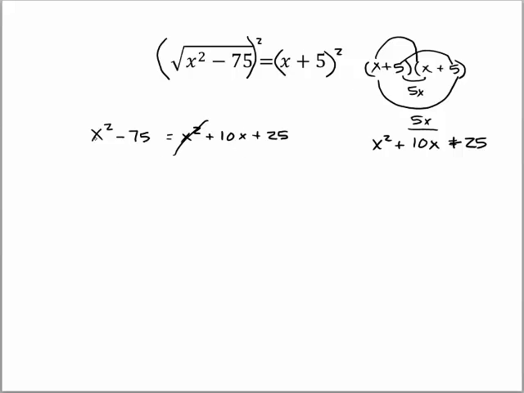So let's simplify. We've got x squared and x squared here. Let's subtract 25 from both sides. So we have negative 100 equals 10x. So x equals negative 10. Okay, let's keep track of that. That's our answer. Now remember, we still have to put it back in the original equation. So let's put it back in.